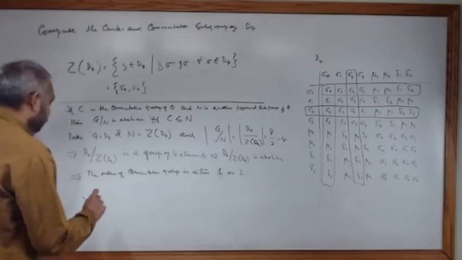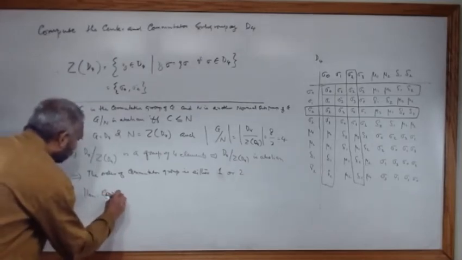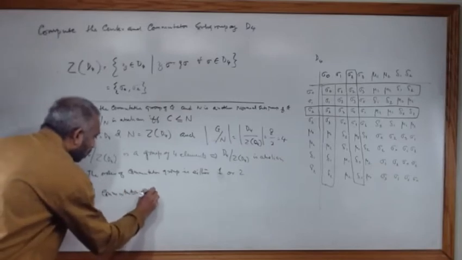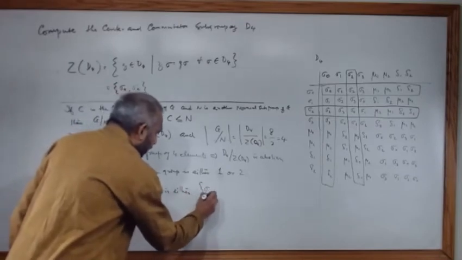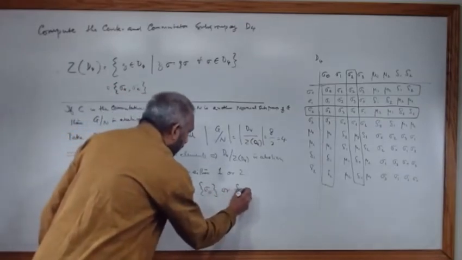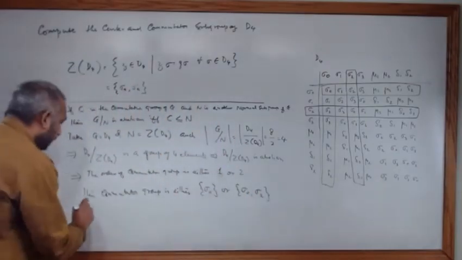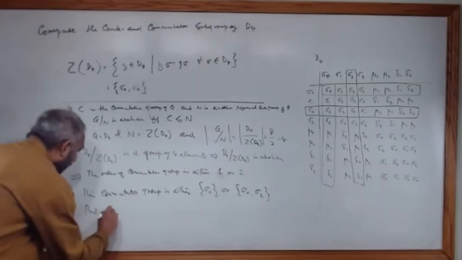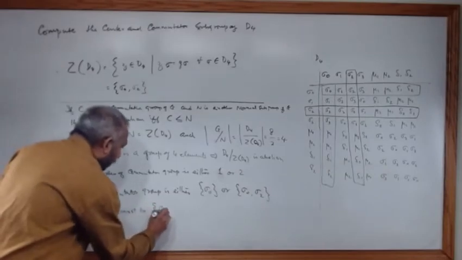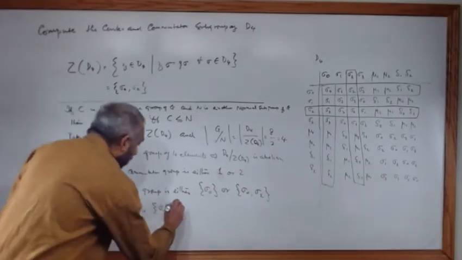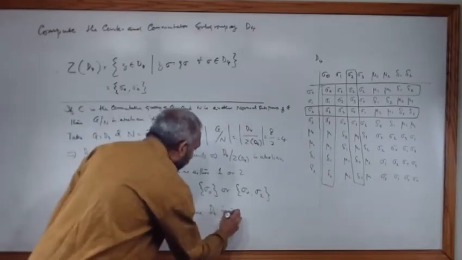So that means the commutator group is either just sigma 0 or sigma 0, sigma 2. But it cannot be just the trivial, because D4 is non-abelian.